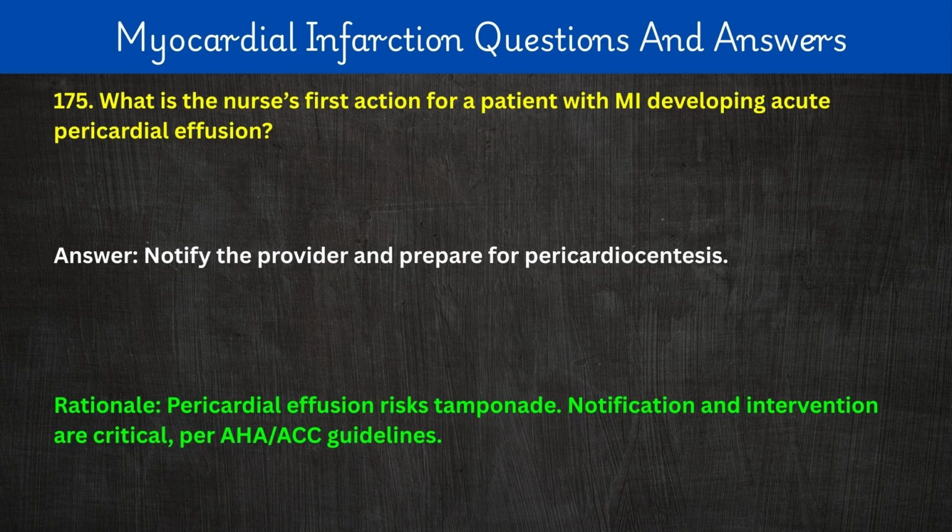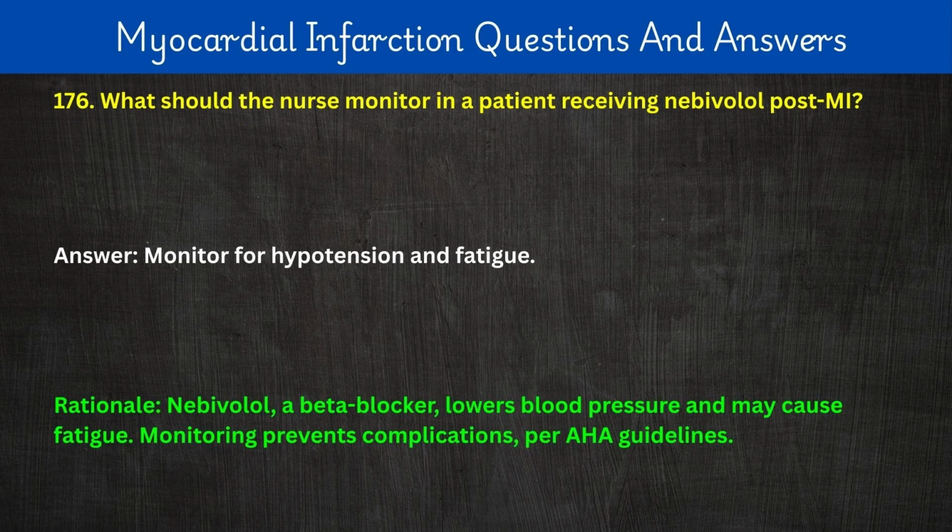175. What is the nurse's first action for a patient with MI developing acute pericardial effusion? Answer: notify the provider and prepare for pericardiocentesis. Rationale: pericardial effusion risks tamponade. Notification and intervention are critical per AHA/ACC guidelines.